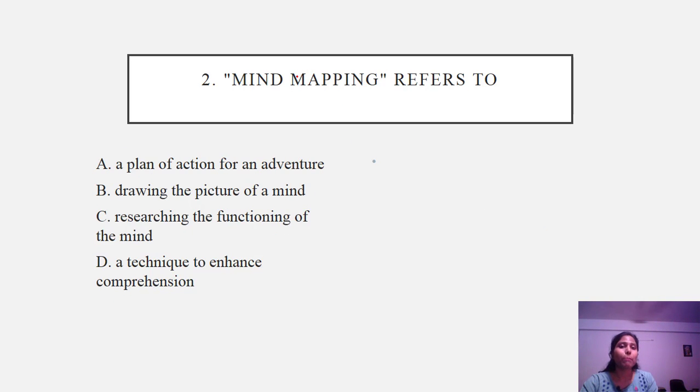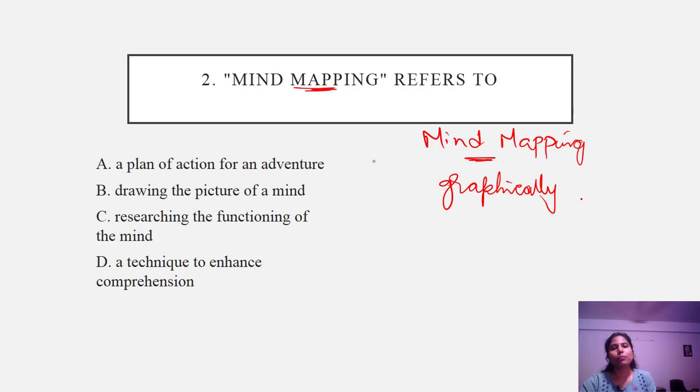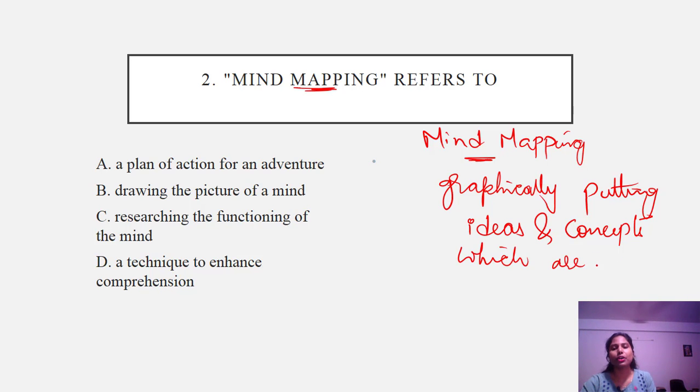The second question is, mind mapping refers to. See, if I have taught you a concept, let us think like this. You have a certain concept in your brain, and now you want to put it on paper. You have a number of ideas about that particular concept, and you need to arrange them in a particular order. So what mind mapping exactly is, is putting graphically the ideas and concepts which are present in your mind upon a paper. So this is mind mapping.